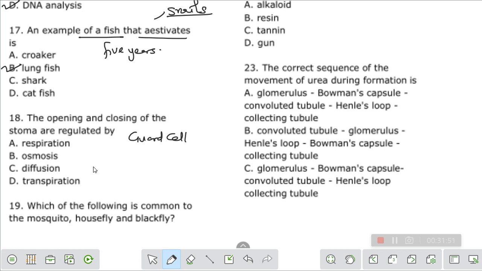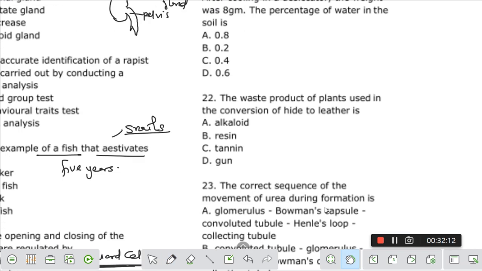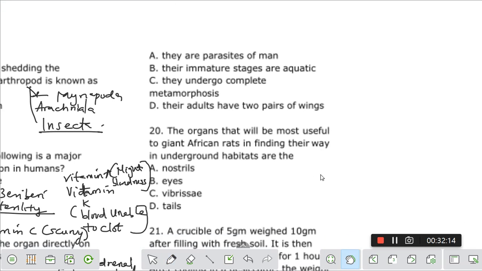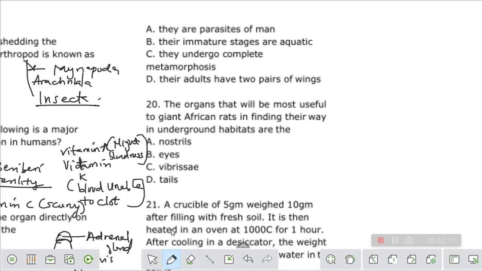The following is common to the mosquito, housefly, and butterfly. Which of the following is common? There is something I did not teach you. We have something we call metamorphosis. Metamorphosis is the process in which insects grow from the egg stage, go to the larva, go to the pupa, and then finally become adults. That is metamorphosis. It's a particular topic that you must know.